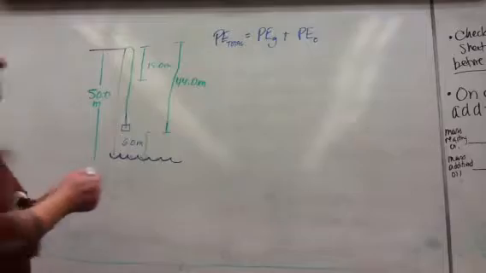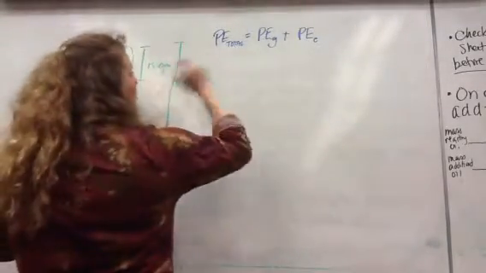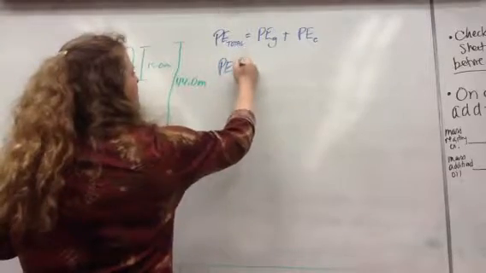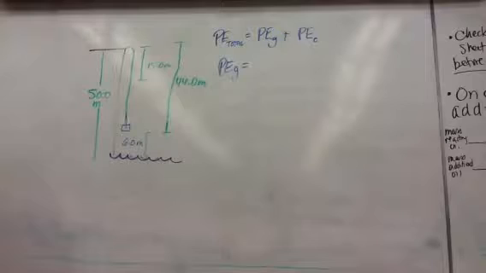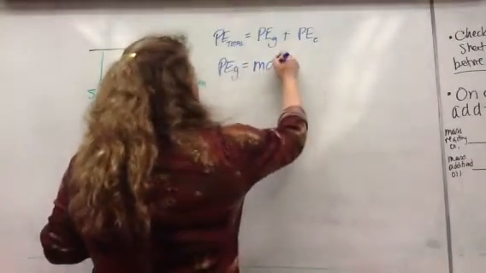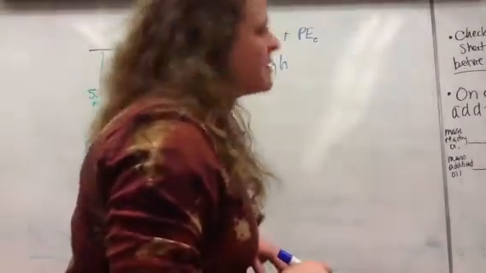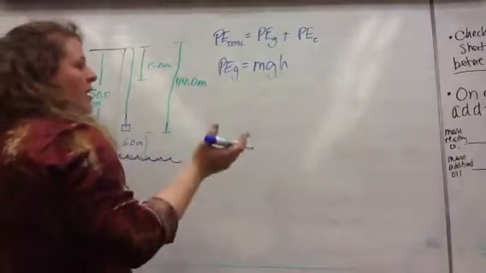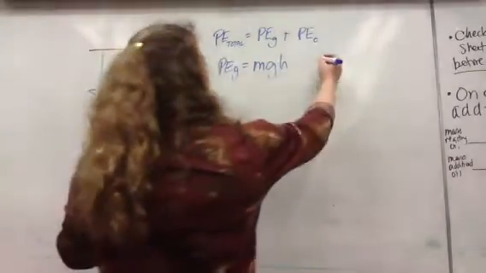So let's deal with his potential energy due to gravity first. We know that potential energy due to gravity is equal to what? MGH. Just MGH. So that's the easy one. Mass, gravity, height. His mass is given to us, and we know gravity, and the height above the water is given. Okay. That one's out of the way.